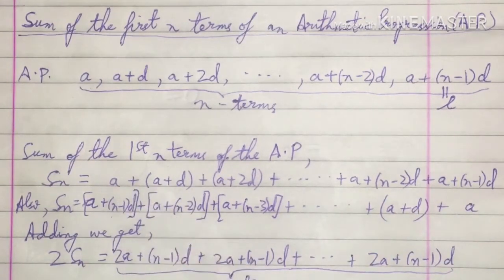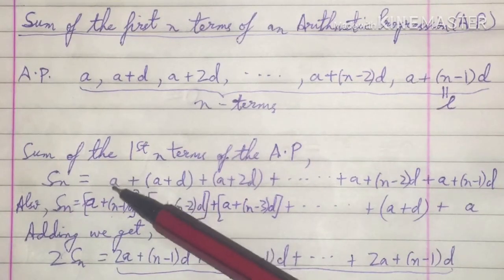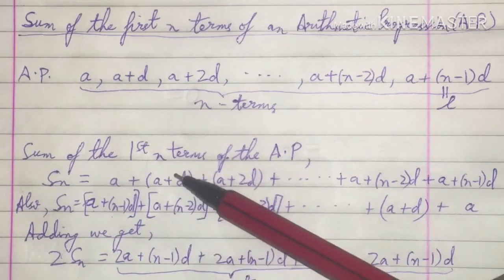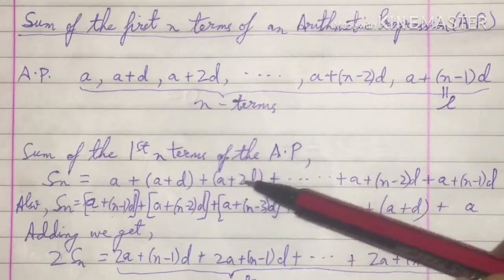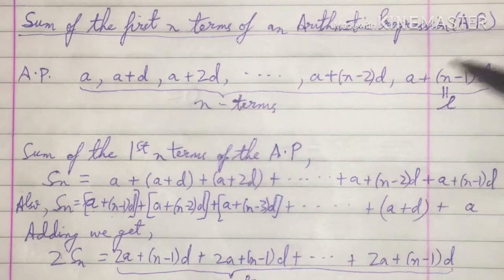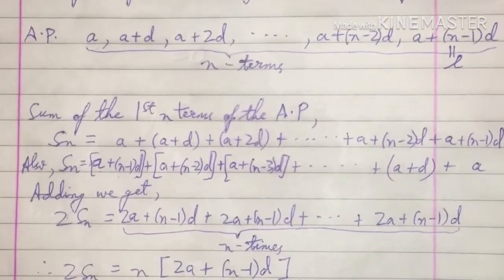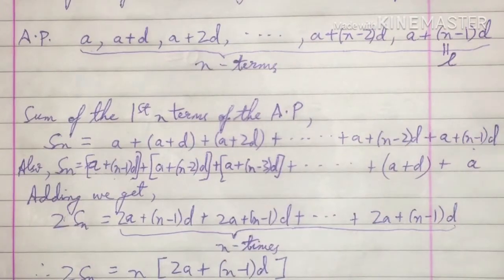Now if we add these two equations, basically we will get twice Sn. If you notice, each time you will get 2a plus (n minus 1)d: 2a plus (n minus 2 plus 1)d, which is n minus 1; 2a plus (n minus 3 plus 2)d, which is again n minus 1; 2a plus (n minus 2 plus 1)d, which is again n minus 1; and 2a plus (n minus 1)d, and this is repeated. Now if you notice, since there are n terms of an AP, this will be repeated n times.